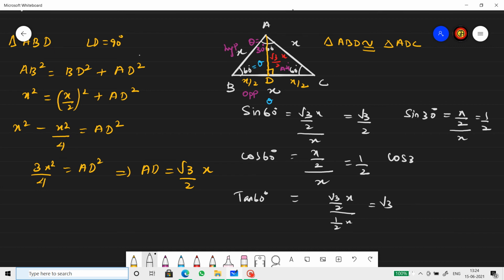Cos 30 adjacent by hypotenuse, which is AD by AB, or root 3 by 2x by x. So it's root 3 by 2. And tan 30. Tan 30 is opposite by adjacent. So x by 2 by root 3 by 2x. So answer is 1 by root 3. So this is how we found the values of sines, the 30 degree, 60 degree and 45 degree.